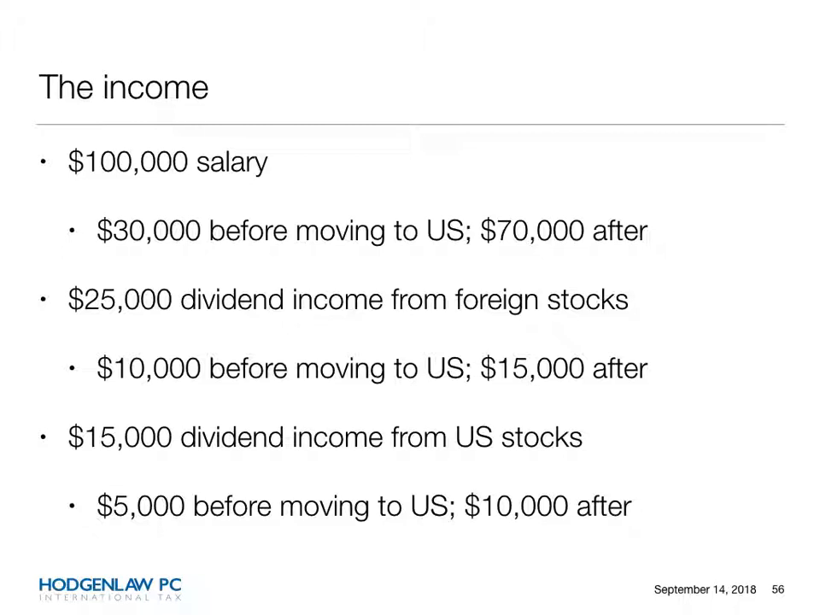$25,000 in dividend income from foreign stocks: $10,000 before moving to the US will be foreign source income and not counted, and then $15,000 after moving to the US, which would be counted since it's worldwide income. And then lastly, $15,000 in dividend income from US stocks: $5,000 before moving to the US, and $10,000 after. Both will be reported since US source income is reportable for both parts of the year.